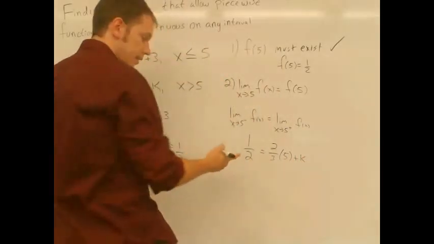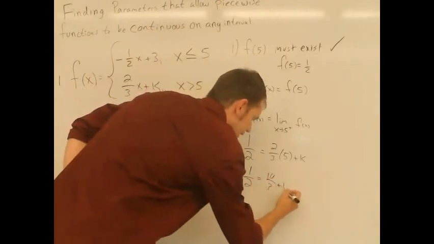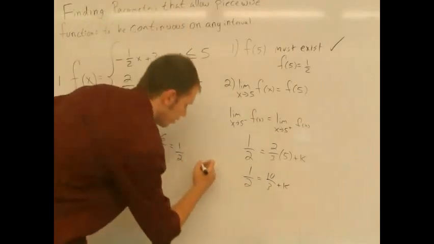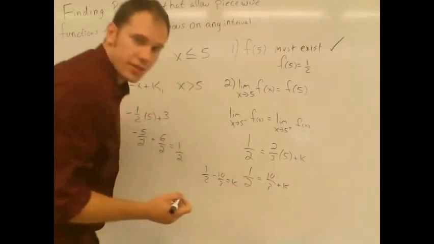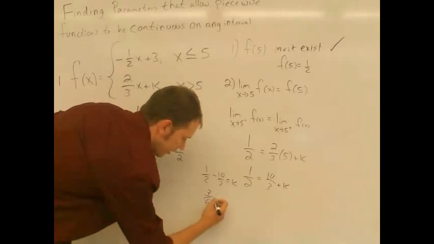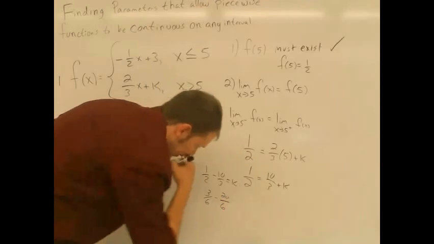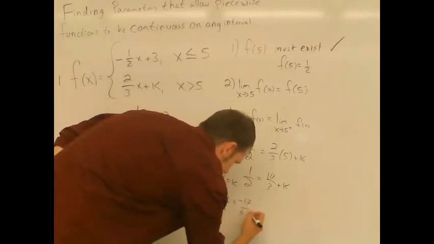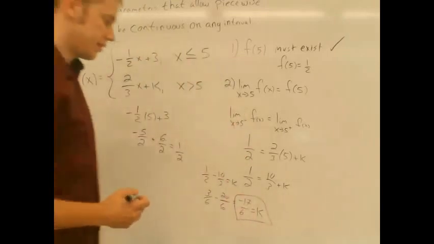And solve for k. 1/2 equals 10/3 plus k. And then I'll have 1/2 subtract 10/3 equals k. And simply with fraction subtraction here, this changes to 3/6 minus 20/6, and it's going to equal -17/6. And that is the k value that will make this function continuous.